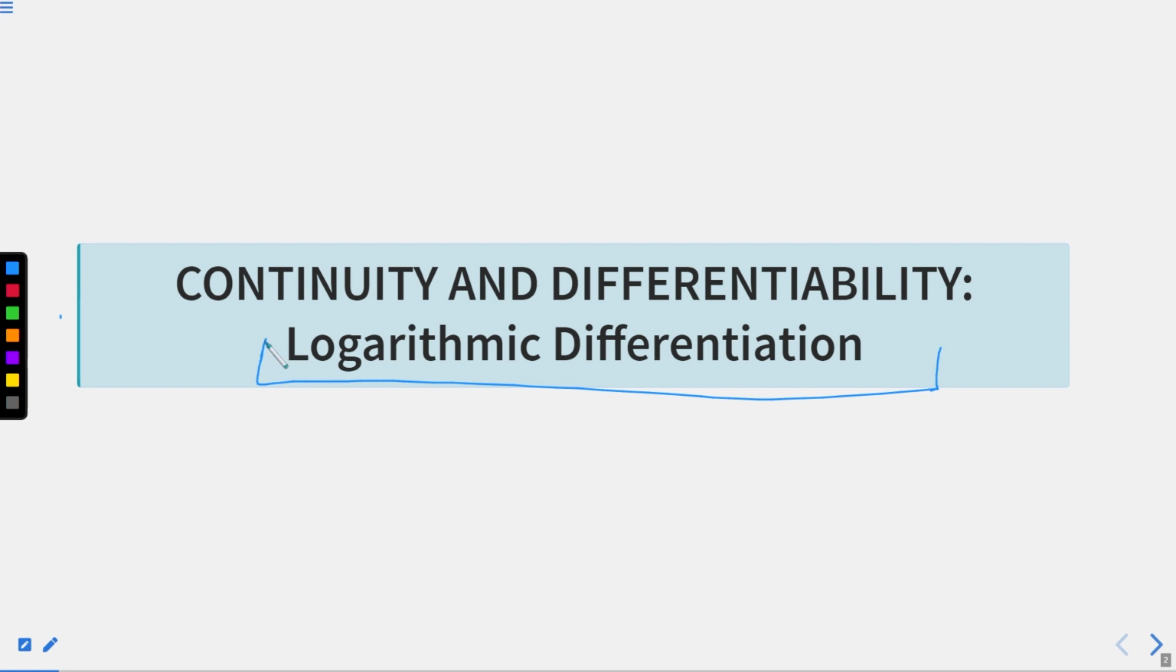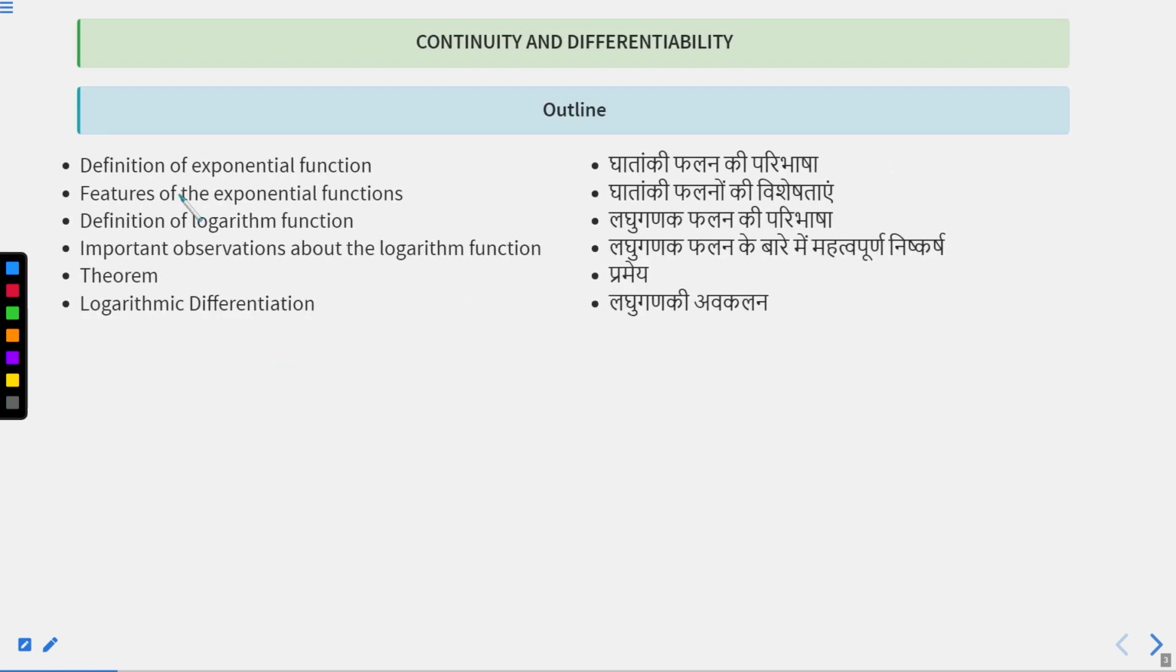Okay. So let's jump right to our first thing, which is the outline. In today's session, we will see the definition of exponential function, features of exponential function, definition of logarithmic function, some important observations about logarithms and some theorems, and then logarithmic differentiation.